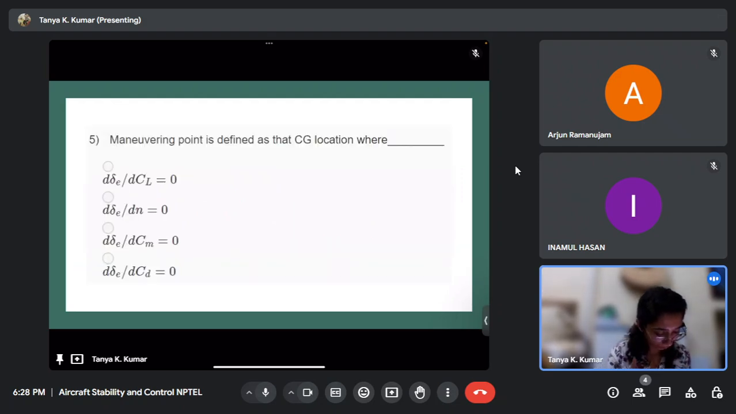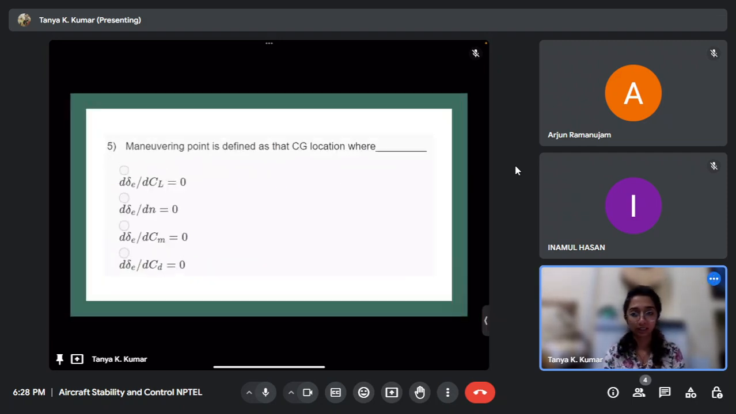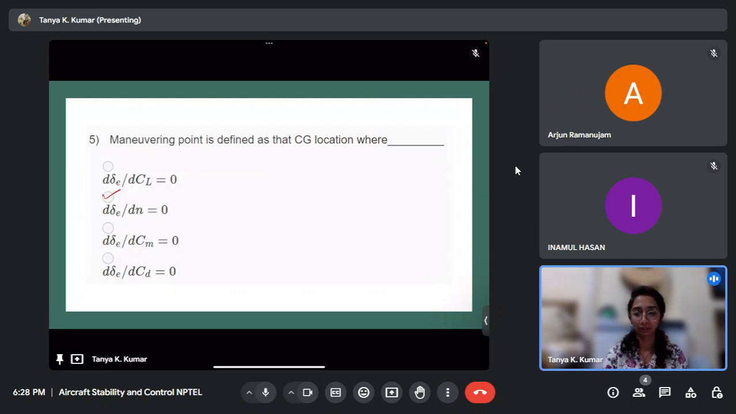So this was the formula that we used. A maneuvering point is defined as the CG location where d delta E by dCl is 0, d delta E by dN is 0, d delta E by dCm is 0, or d delta E by dCd is 0. This is just by definition. So the other points that we had were CP, AC, and neutral point. How do we define all of this? CP, what is CP? CP is center of pressure. How is it defined?